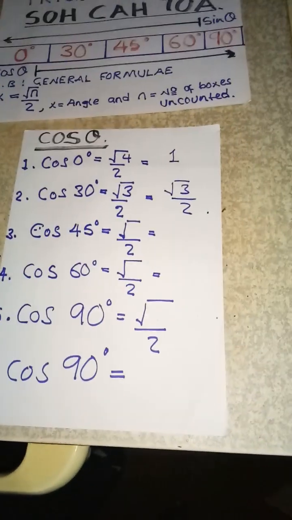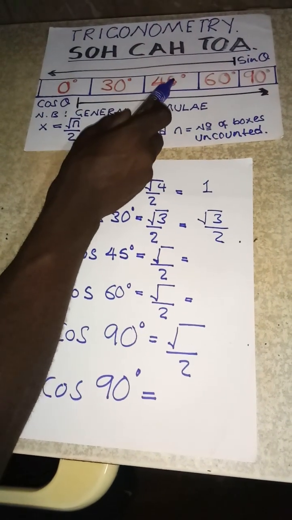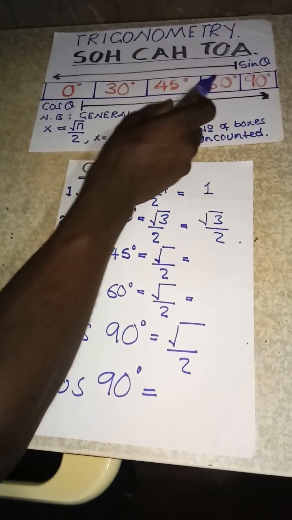What about cos 45 degrees? So I'll come here, 1, 2, 45. How many boxes have been left uncounted? 1, 2.